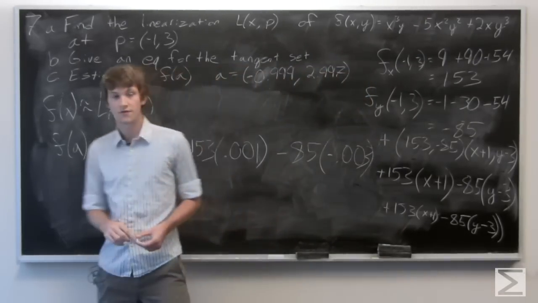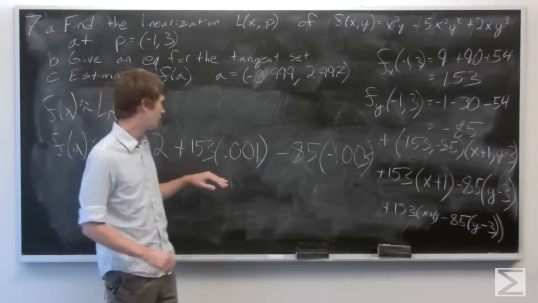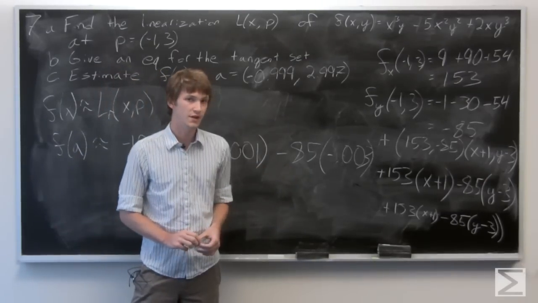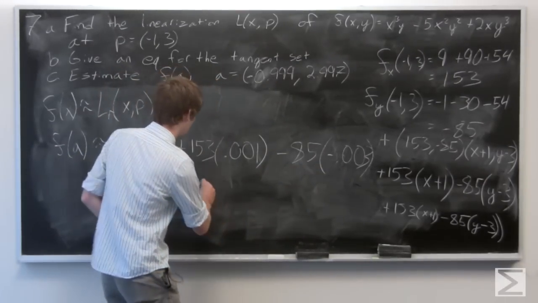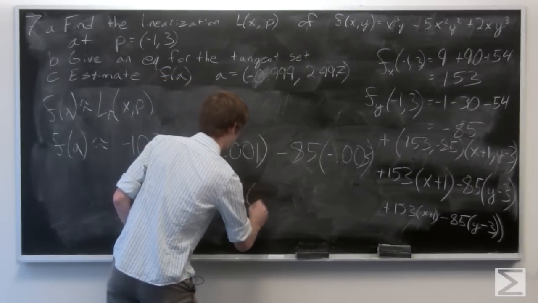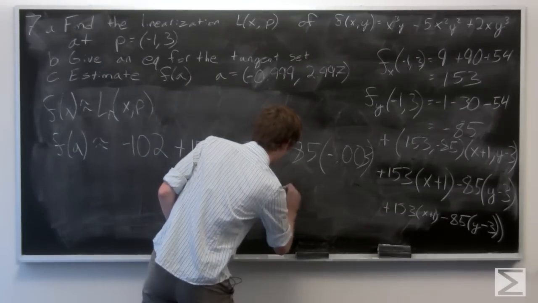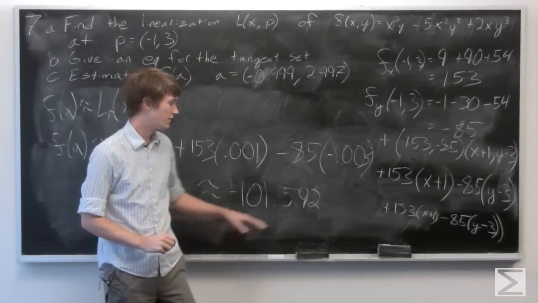So we get that f(a) is approximately negative 102 plus 153 times 0.001 minus 85 times negative 0.003, which is approximately 101.592.